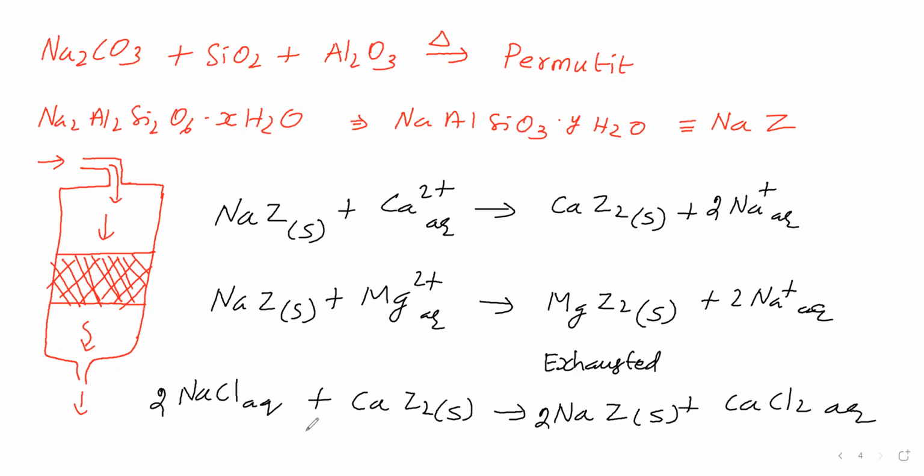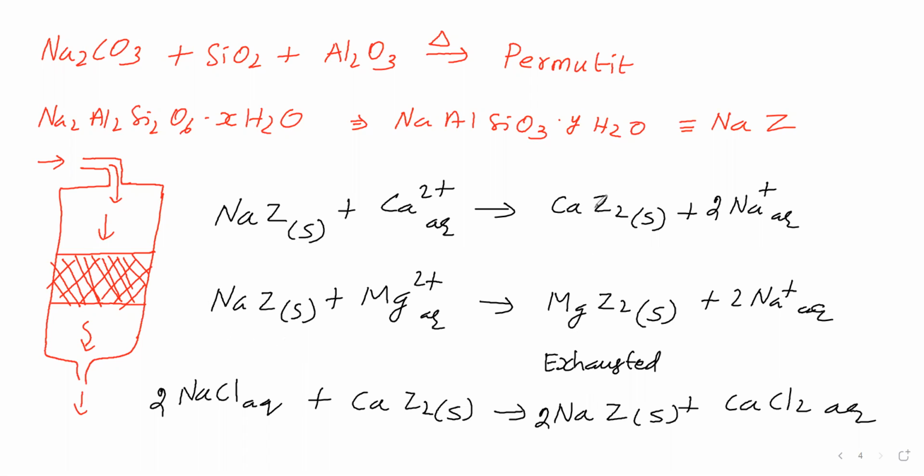This CaZ2 becomes NaZ, regenerated permutit. Calcium ions take Cl minus and go to solution as calcium chloride. Here calcium chloride solution is coming, which we will drain out. In the same way, magnesium also becomes MgCl2 and comes out. So if this exhausted permutit is washed with sodium chloride solution, it regenerates and becomes NaZ, regenerated permutit.